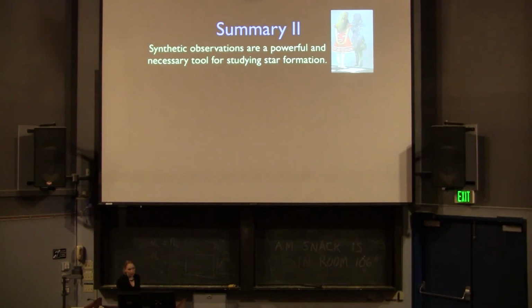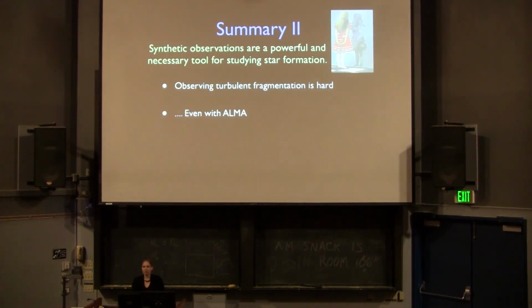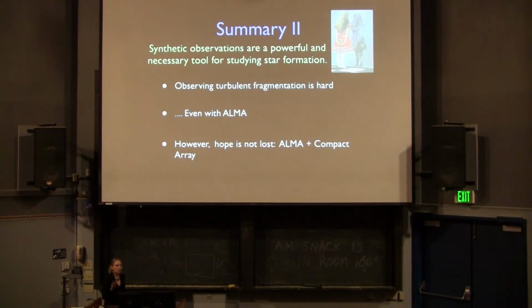In summary 2, we found that observing turbulent fragmentation is hard, and that was true even with ALMA. So CARMA was horrible, but with ALMA, it was difficult unless we were able to really use the full science array plus the compact array together. Then it was possible to recover all the structure. So hopefully in the next few years, we'll begin to see how much of this structure appears within cores.